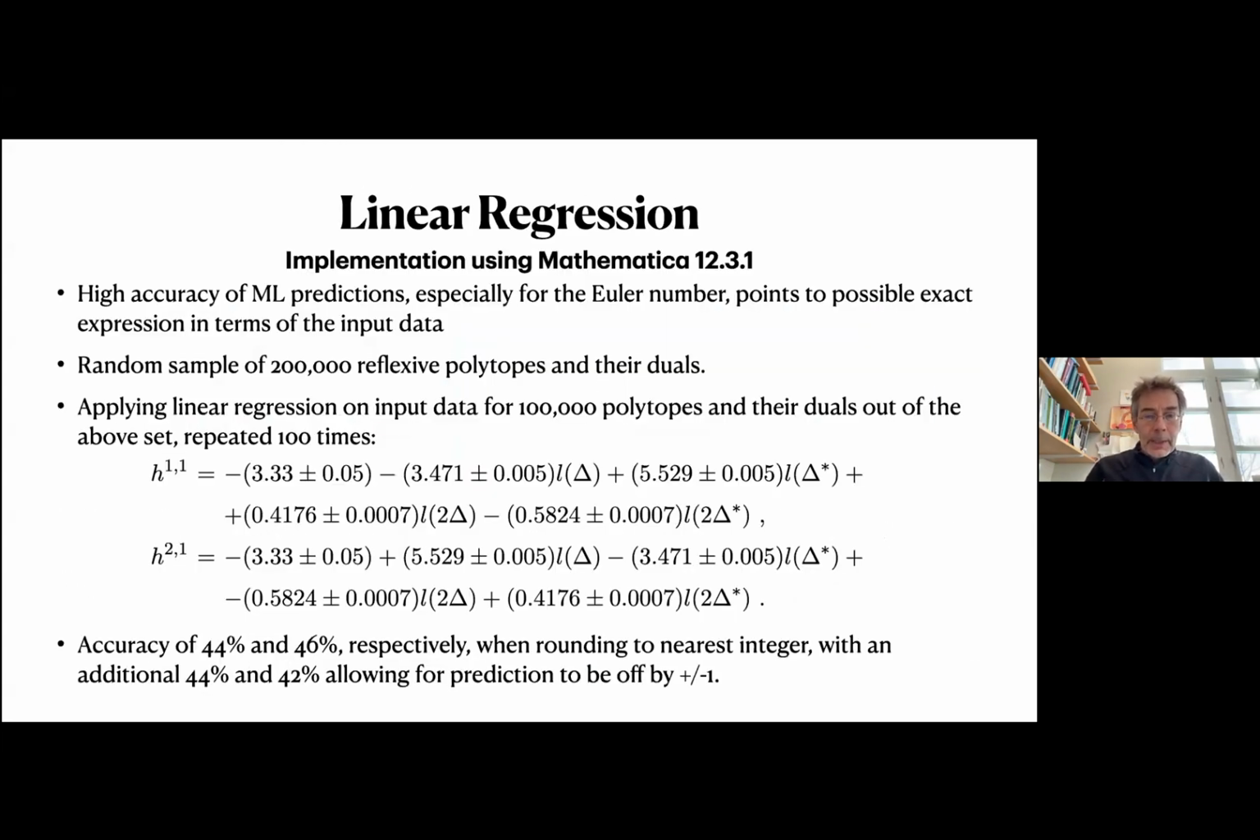With this linear regression, there will be a constant term, and then coefficients in front of the four input data. When you look at the accuracy by rounding to the nearest integer, you find that it's in the 50% range, which increases by quite a bit if you also allow for a mistake of ±1. But clearly this is not something where you would claim that here is an exact formula for predicting what the Hodge numbers are.